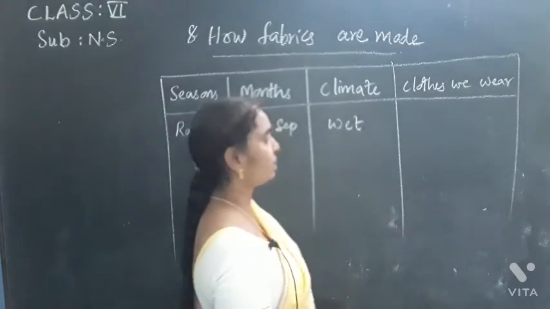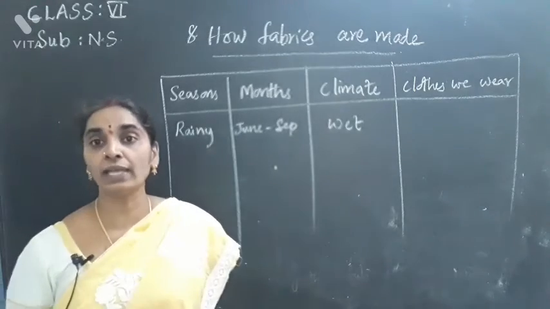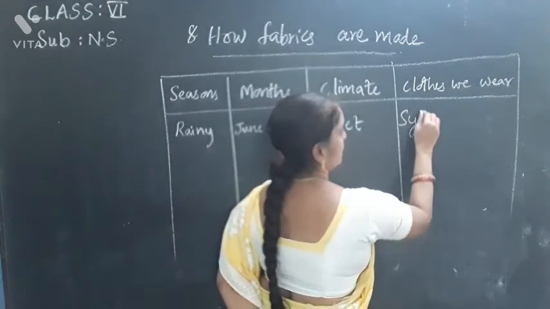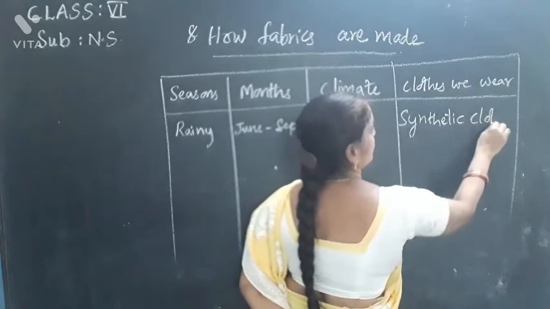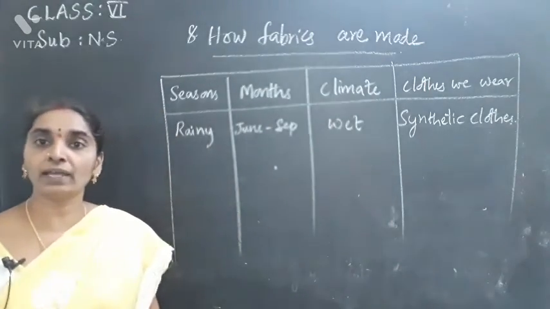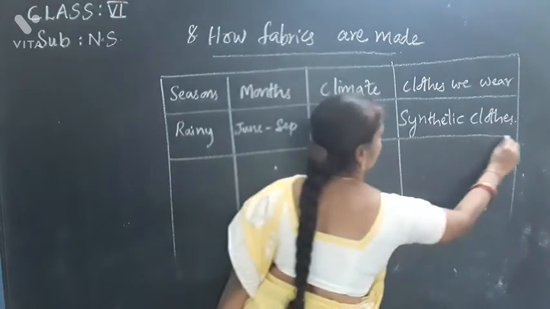The climate is very wet in these months, and so we try to wear synthetic fibers, that is synthetic clothes, in these months. In the rainy season, we prefer to wear synthetic clothes so that they may dry very soon, isn't it?